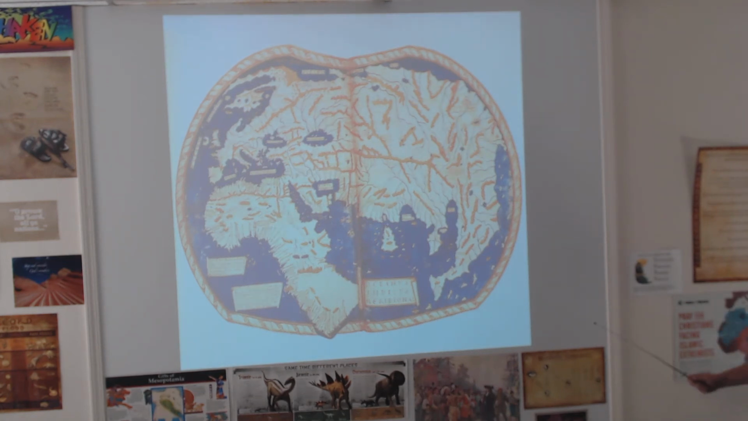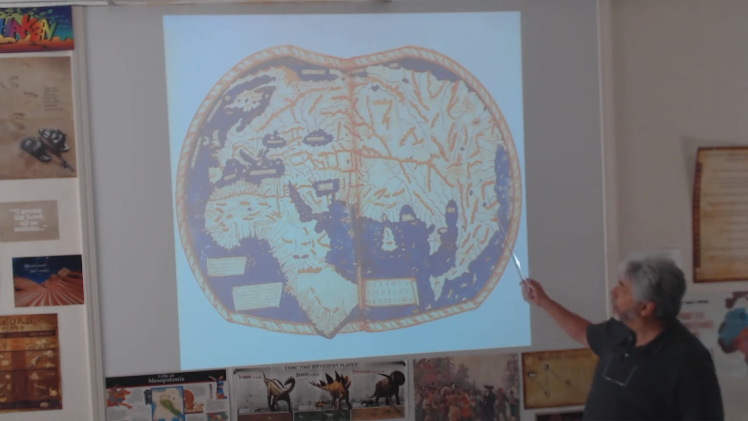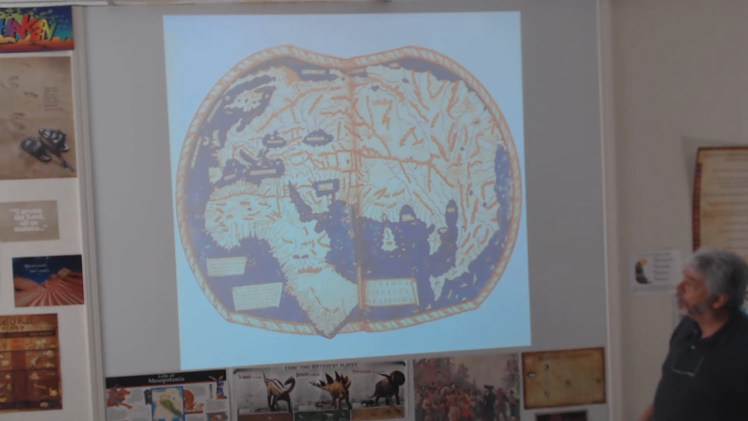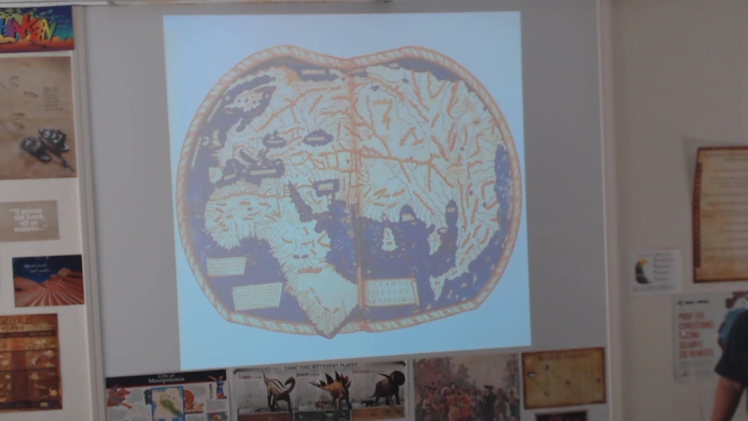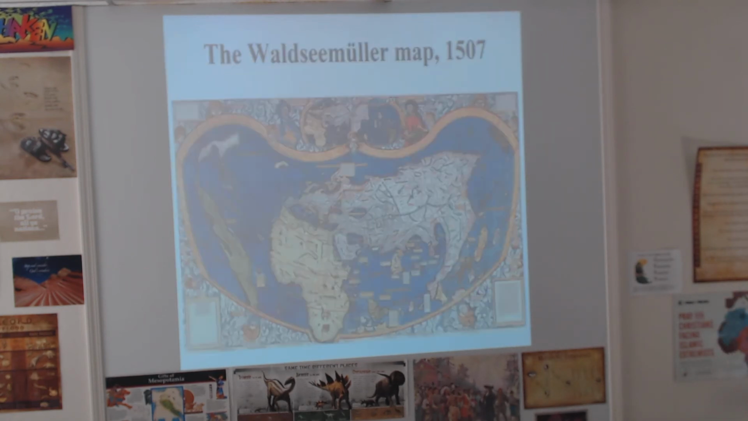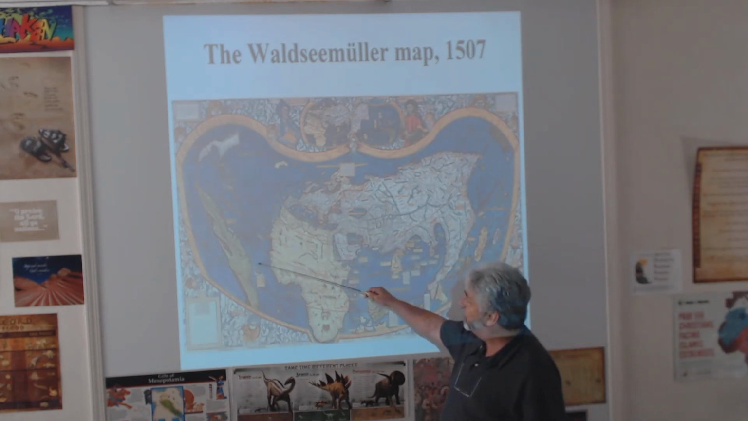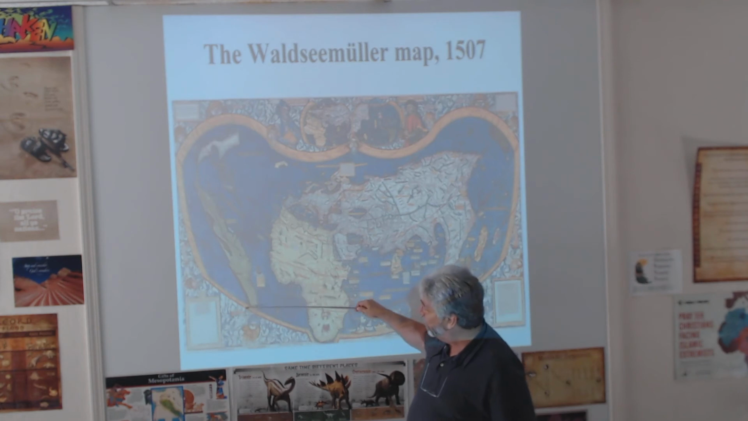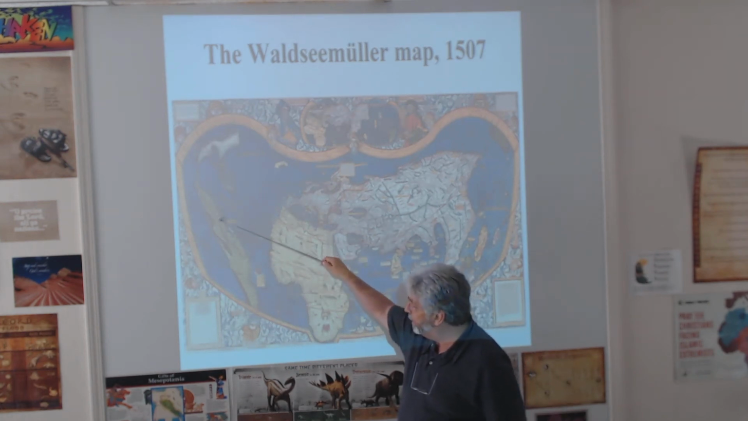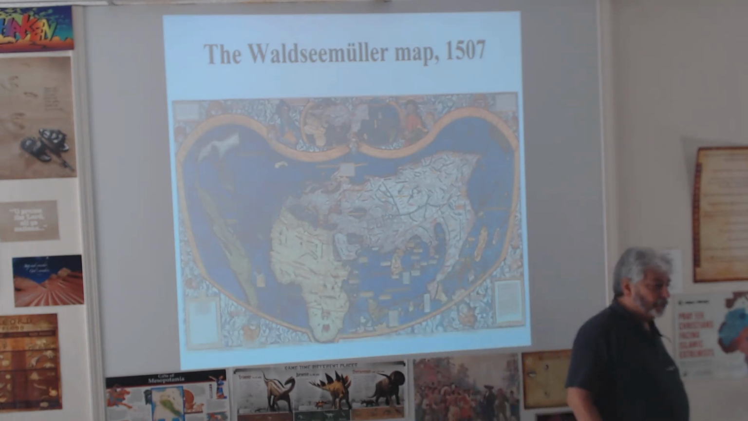Here's the Martellus map, 1489, which shows the world as well. Although, you know, Africa is a little bit out of proportion, especially at the bottom. And then here's another map, 1507. Now this was after Columbus sailed, but it may be that he had this information. Notice here we have Africa, and then over here we have land. I don't know how big it is, but there is land out here, and that's America.